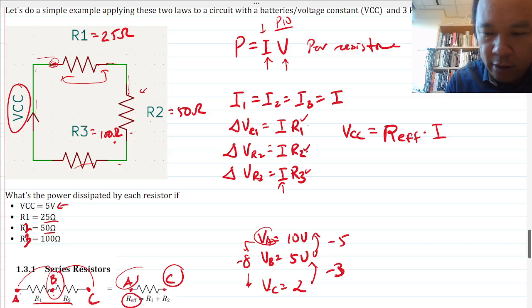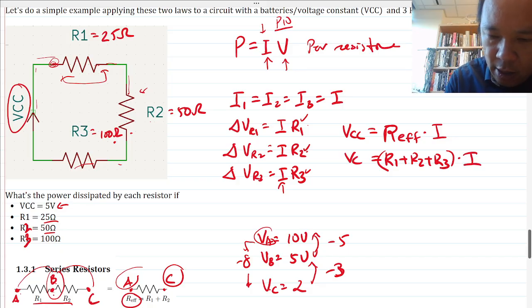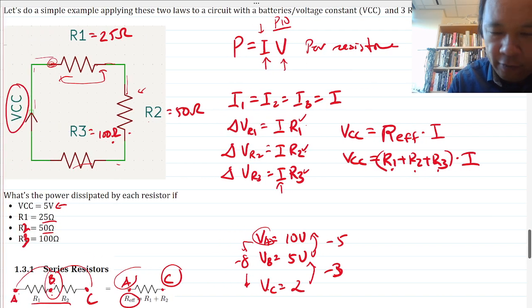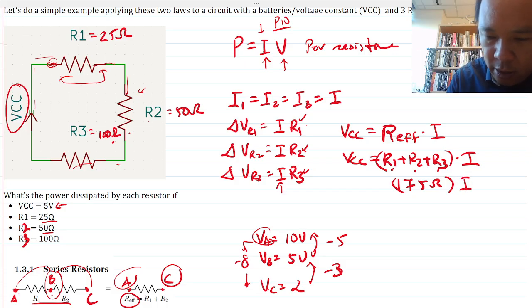Well, what's R effective in this case, which is R1 plus R2 plus R3, right, because there's three of them, times I. And now, since we have 25, 50, and 100 ohms, they add up together to 175 ohms, right? And then we don't know what the current is, but we do know what the voltage is. Okay, so now we can calculate what the current is.